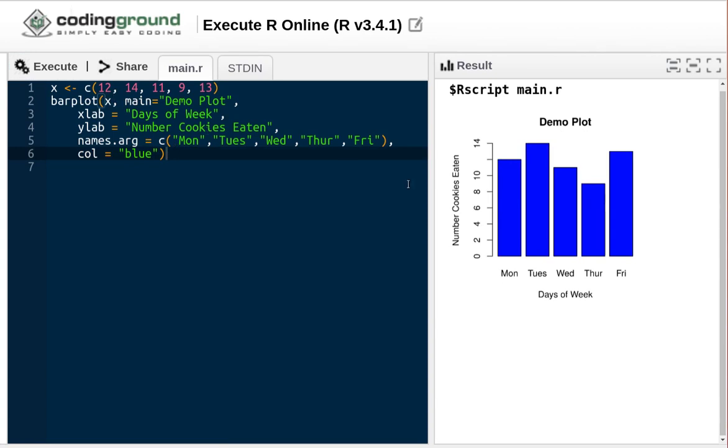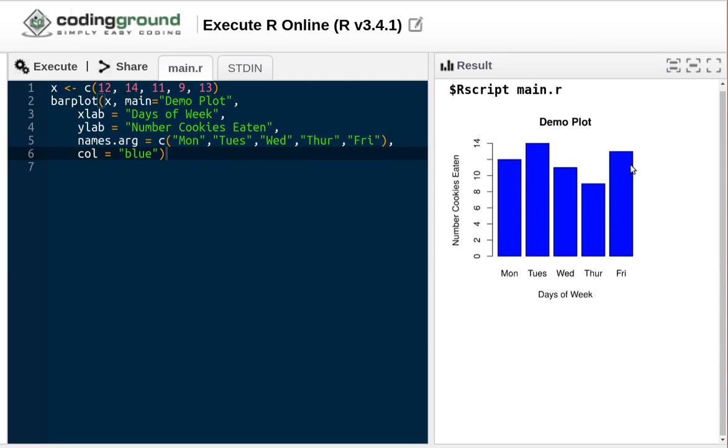We're plotting X. There's the bar plot of those five values. The X label is going to be the days of the week, the Y label is going to be the number of cookies eaten, and the name arguments are going to be Monday, Tuesday, Wednesday, Thursday, and Friday, which match up with these in that particular order. And there's the command for saying that the color of the graph is going to be blue. COL stands for color, equals blue.